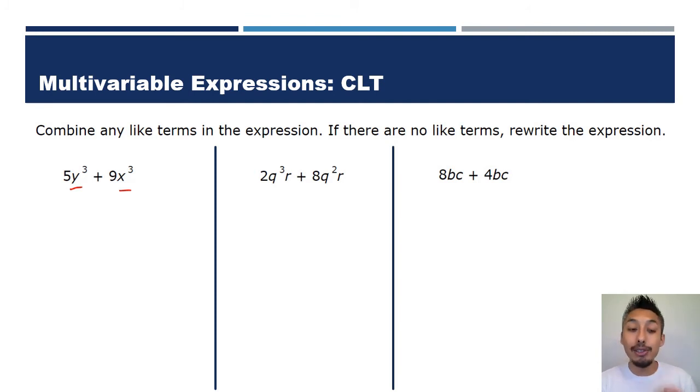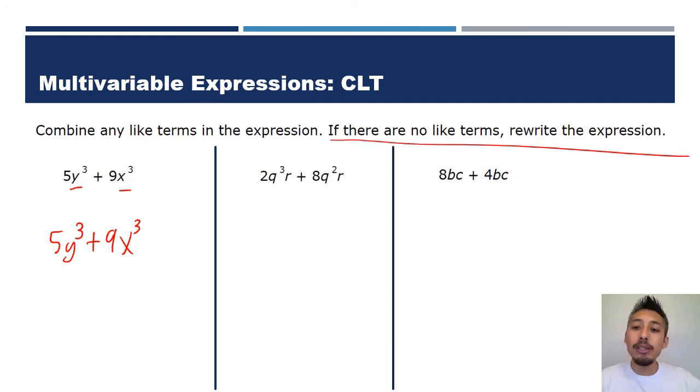So your answer for this is just going to be 5y to the power of 3 plus 9x to the power of 3. The same thing that we started off with. So that is what this means. If there are no like terms, rewrite the expression. So that's what we did. We just rewrote our expression. That's our answer. Now let's check number 2.